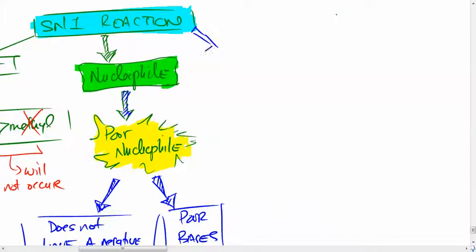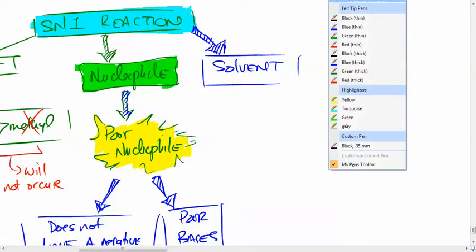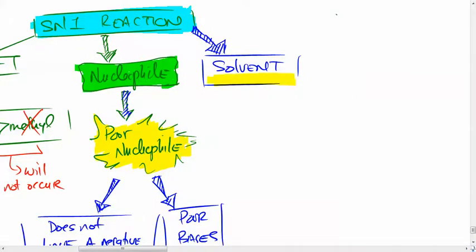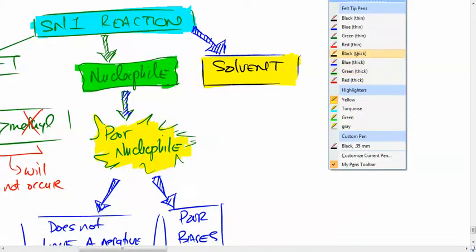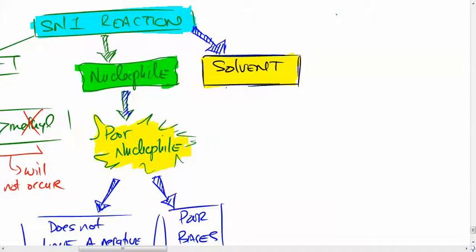Now think about the solvent. What kind of solvent did the SN2 react in? It was a polar aprotic solvent. This one is going to favor polar protic, so it can make hydrogen bonds. That's right.